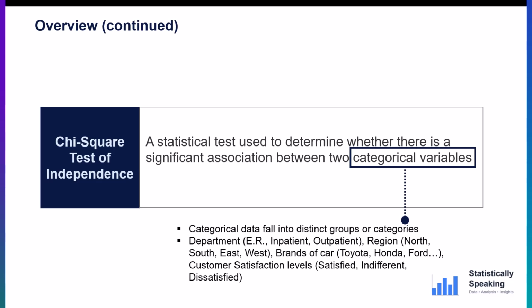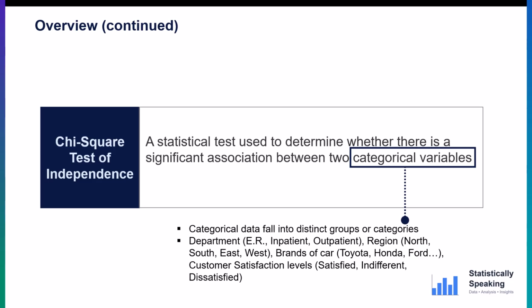What are categorical variables? These are data that fall into distinct groups or categories. So examples would include department of a hospital, which is, by the way, our example. So you have three departments: ER, inpatient, outpatient. You could have regions: north, south, east, west, brands of car, customer satisfaction level: satisfied, indifferent, dissatisfied. These are all examples of categorical variables. So this is the type of data that you will use for chi-square.